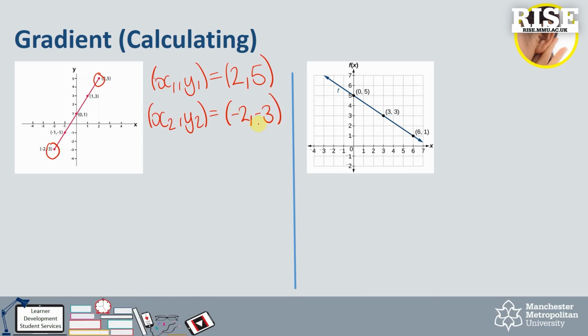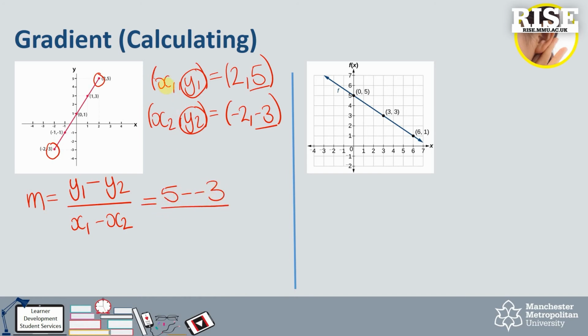I could have chosen easier points, but I do want to cover this working with negatives as well. So remember, my gradient, which is my m value, is the change in y. So y1 take away y2 divided by x1 take away x2. So that would be this value take away that one, which is 5 take away -3.